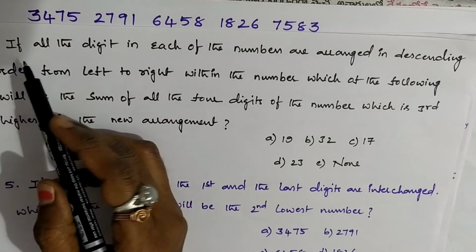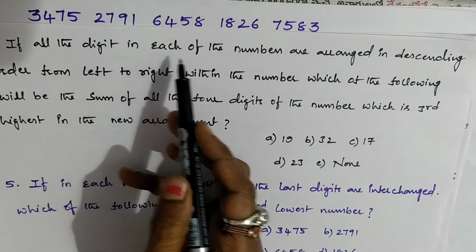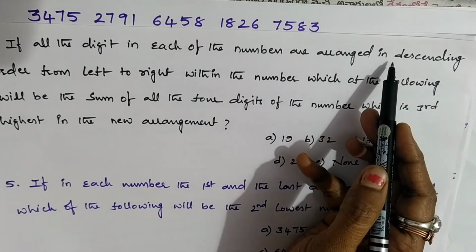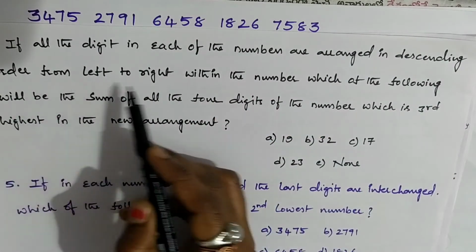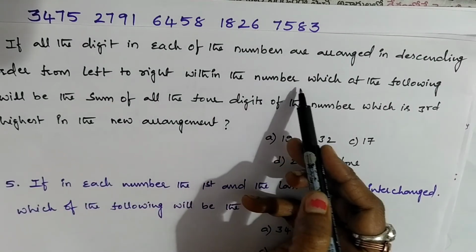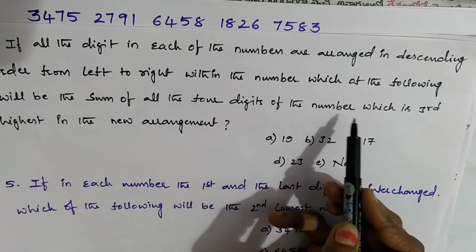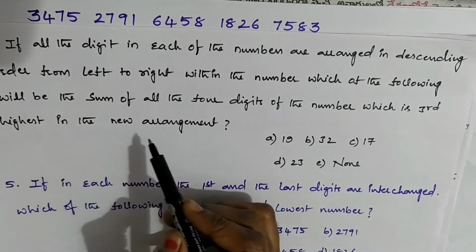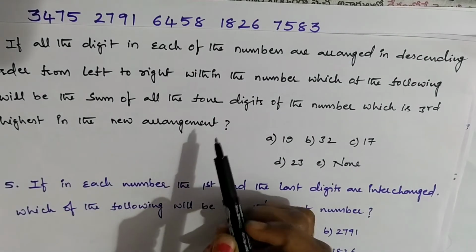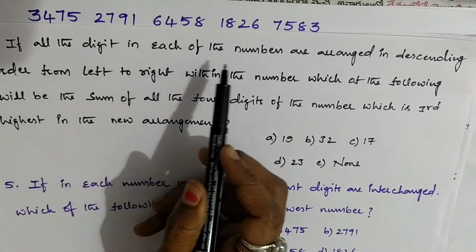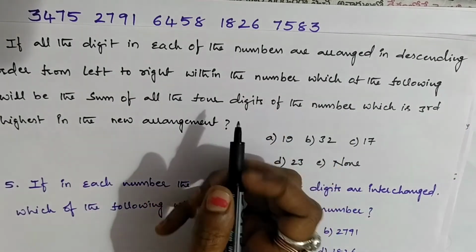Fourth question. If all the digits in each of the numbers are arranged in descending order from left to right within the number, which of the following will be the sum of all the 4 digits of the number which is third highest in the new arrangement? If all the digits in each of the numbers are arranged in descending order.